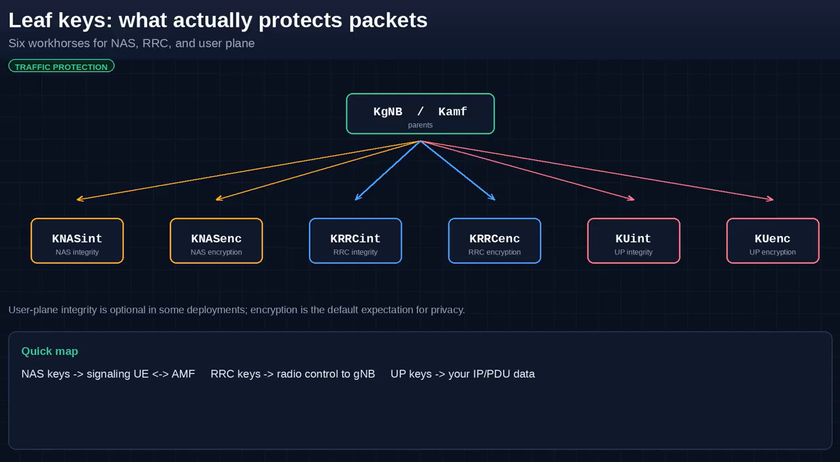And you get the user plane pair, KUPenc for encrypting your actual PDCP data PDUs, and optionally KUPint when user plane integrity is enabled. That last one is easy to overlook. Encryption hides content, integrity stops an attacker from flipping bits in your traffic without detection. If you map one mental model, NAS is UE to core control, RRC is UE to gNB control, user plane is your apps. Different locks, different parents, same hierarchy.